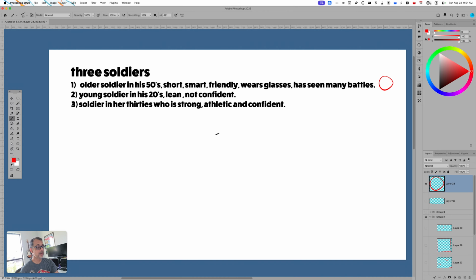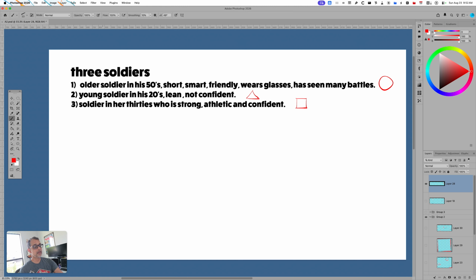If we read on to the other characters, we can see that the second character is a young soldier in his 20s. He's lean, not confident. That sounds like a triangle. Not being confident is like being a little bit unstable in your confidence. And a soldier in her 30s who is strong, athletic, and confident. Well, confident is going to be a square. So these are some things that when you're deciding how to pick characters, you want to think about what their dominant traits are. And I think it makes it more interesting when your characters have different traits, because then we can see their similarities and differences, right?